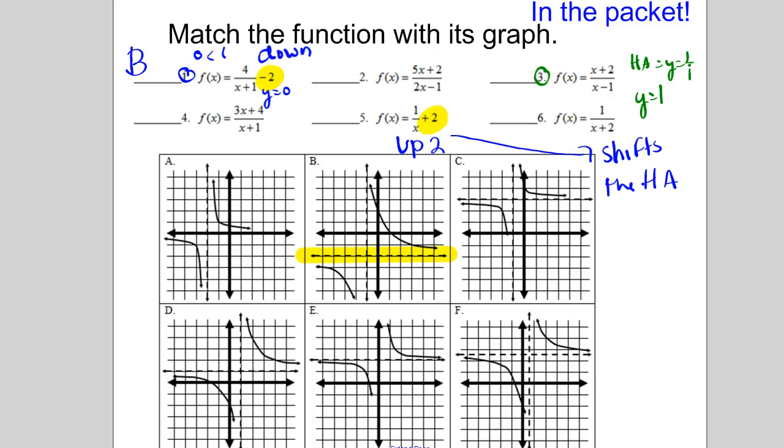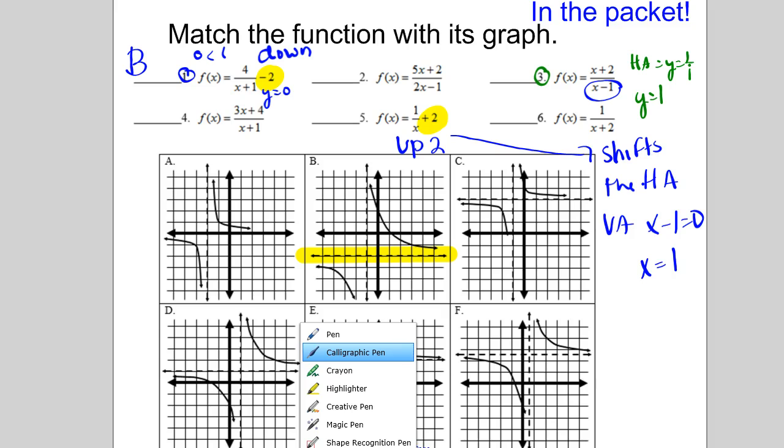I actually only have one. It's this guy. And the other thing that's going to help me limit this is I'm going to look at my denominator. So I'm going to have a vertical asymptote at x minus 1 equals 0. So I'm going to have a vertical asymptote at x equals 1.